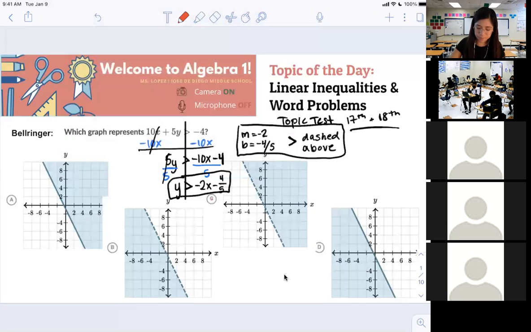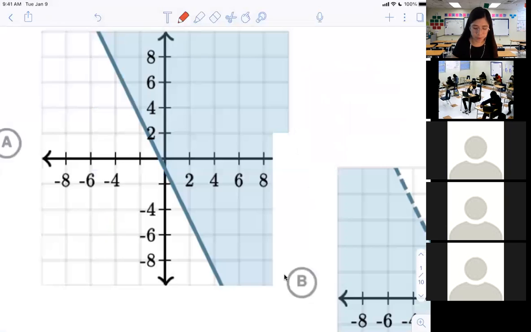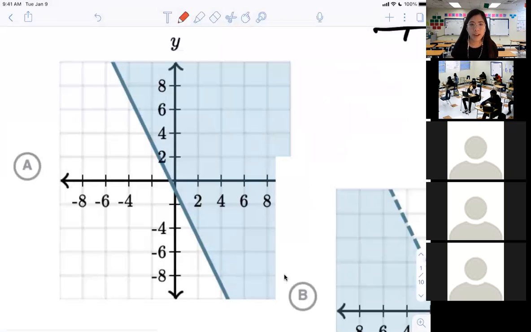I think I chose B because I was thinking about the negative side, and I didn't actually look at whether it was above. Yeah, that's something I wanted to go over quickly because some people were having trouble visualizing above and below. Let's take a look at answer choice A. Where is this shaded, above or below? Above. It also kind of looks like it's on the right, doesn't it?